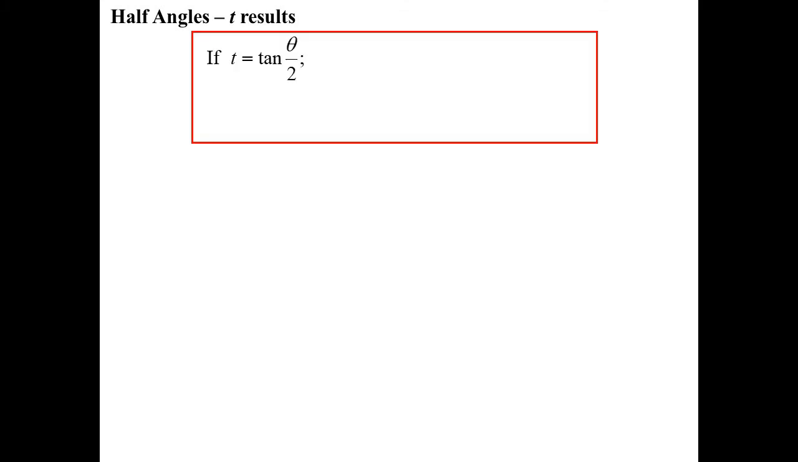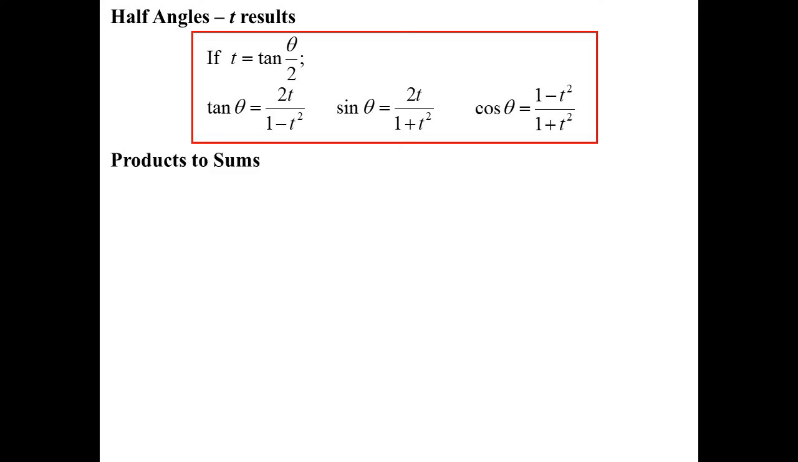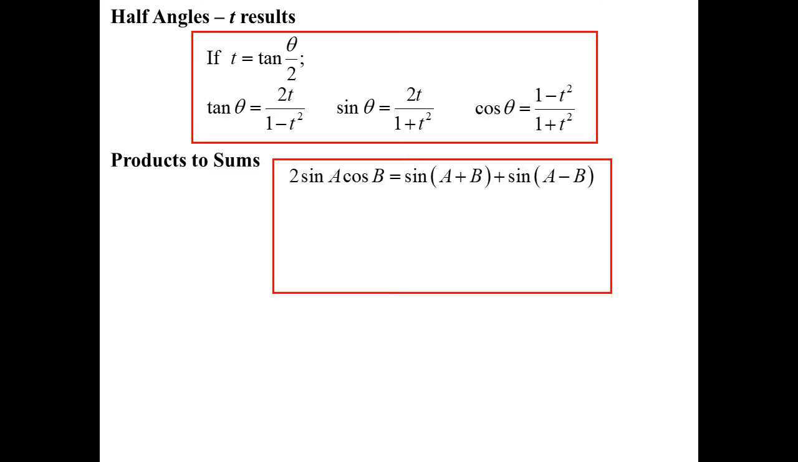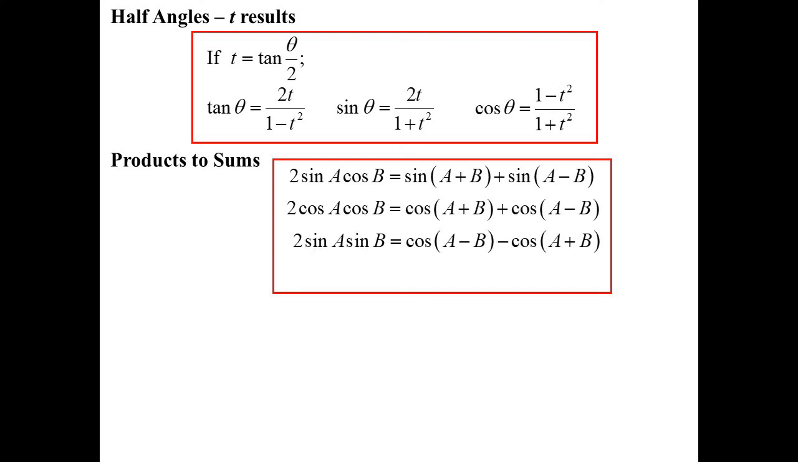From there, we then went from double angles to, I guess you could call them half angle results, or the T results. So if T is tan of half the angle, so theta on 2, then tan theta will be 2T on 1 minus T squared. Sine theta is 2T on 1 plus T squared. And cos theta is 1 minus T squared on 1 plus T squared. Products to sums. So we get 2 sine A cos B is sine A plus B plus sine A minus B. And then you have the cos cos, and then you have the sine sine.